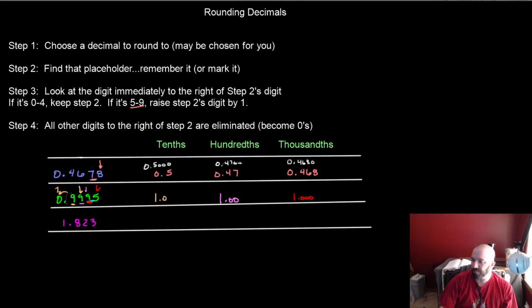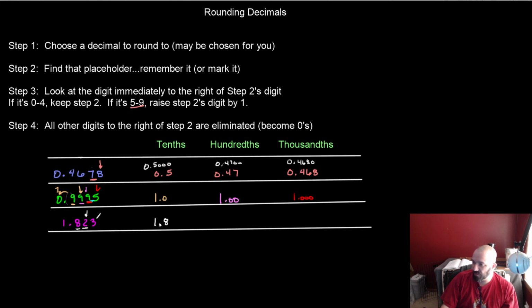1.823. All right. So I'm looking at the 8, then I compare that with the placeholder right next to it, and that digit is a 2. Between 0 and 4, I don't do anything. I just keep that digit. So this is going to be a 1.8. Wow, that is a terrible 8. There we go. 1.8. Then if I go to hundredths, I repeat the process.